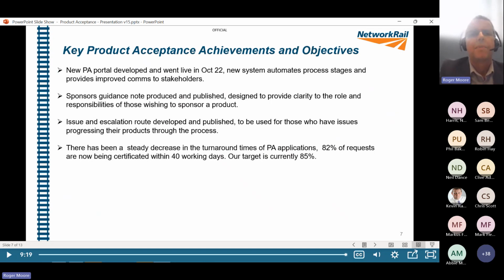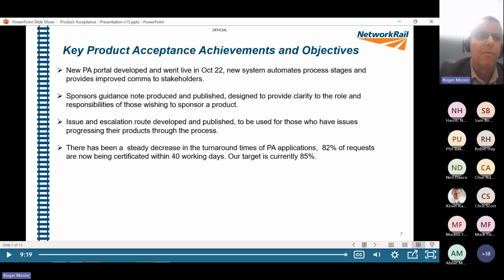Here's an overview of some key recent objectives and achievements. We've developed a new portal which went live just under a year ago, and the idea behind adopting a new portal was to make the workflow more fluid and electronic. So when items come into the process, they automatically go to the stakeholders in turn, and as soon as somebody's finished a task, they go on to the next stakeholder.